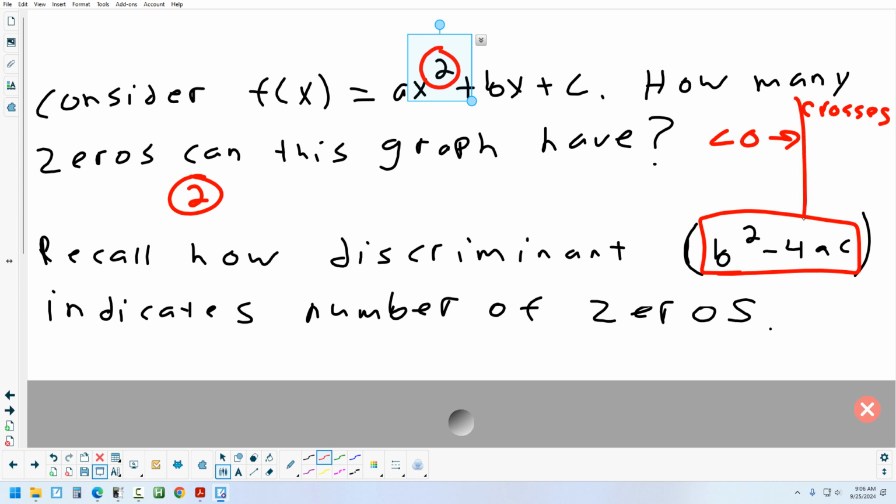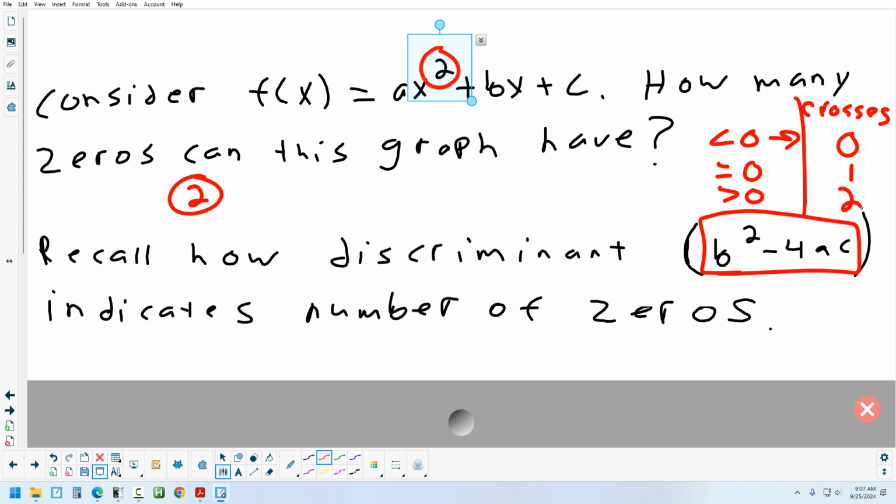Yep. Twice. Yeah, it's just twice. So if it comes out less than 0, it crosses 0 times. What if it comes out exactly to 0? It crosses once. And what if b squared minus 4ac is greater than 0? Twice. Then it crosses twice.